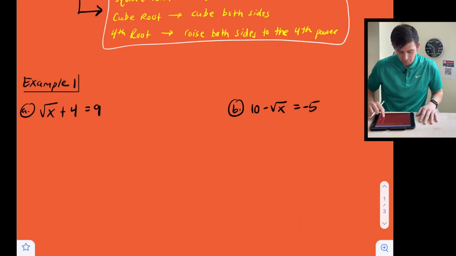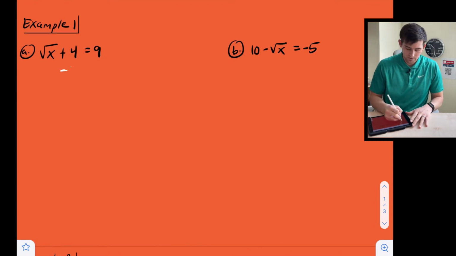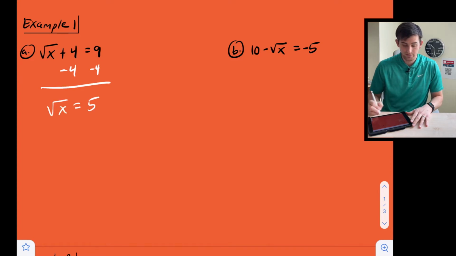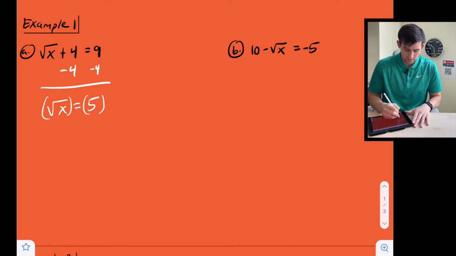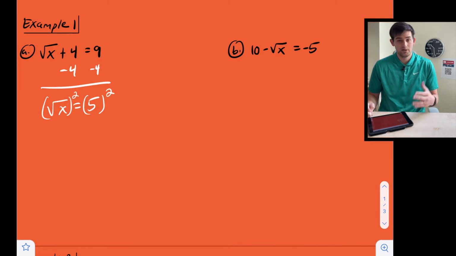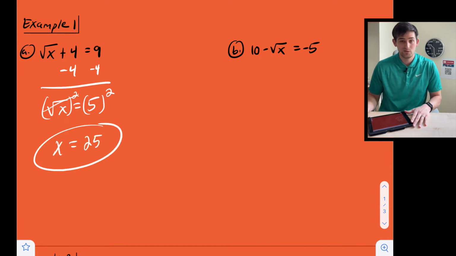So let's look at some examples. We have the square root of x plus 4 equals 9. So we want to subtract 4 so that we have the square root of x equals 5. Now that radical is by itself. It's a square root, so we can raise both sides of this equation to a power of 2. The square root of x squared will give us just x, and 5 squared is 25. So our answer there is x equals 25.